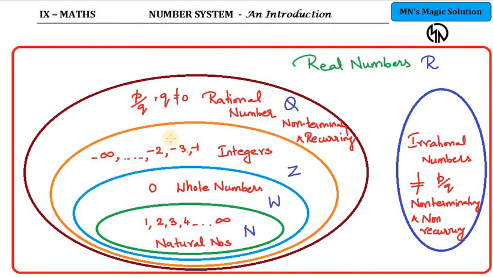And now we have the negative set, that is from minus infinity to minus 1 and 0 and 1 to infinity. All these numbers together contribute the integers. Integers are denoted by capital Z.